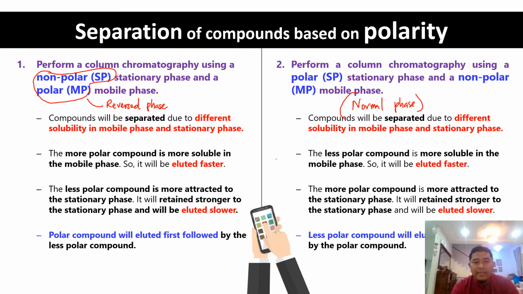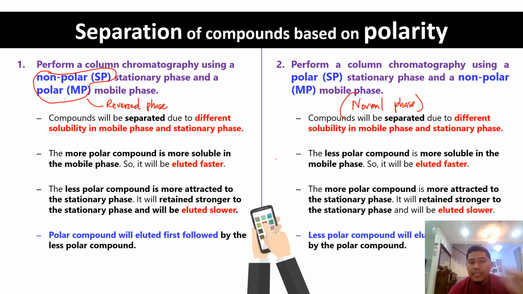It's very easy to understand because it is already explained well here. For example, for the first one, perform a column chromatography using a non-polar stationary phase and a polar mobile phase. So compounds will be separated due to different solubility in the mobile phase and stationary phase. The more polar compound is more soluble in the mobile phase, so it has the same characteristic with the mobile phase, so it will elute faster. Vice versa with the less polar, it will retain stronger to the stationary phase and will elute later or slower.